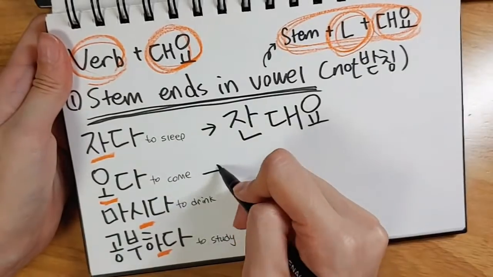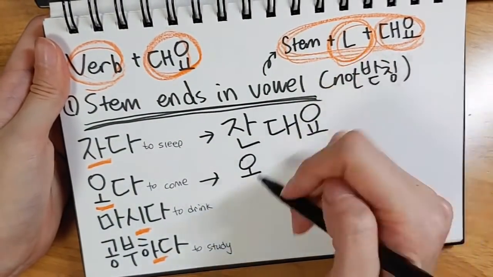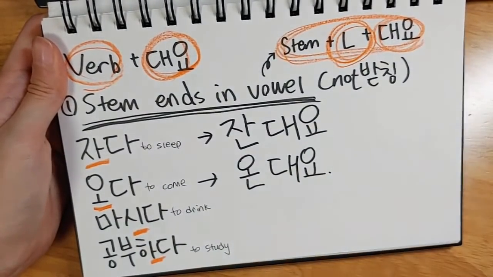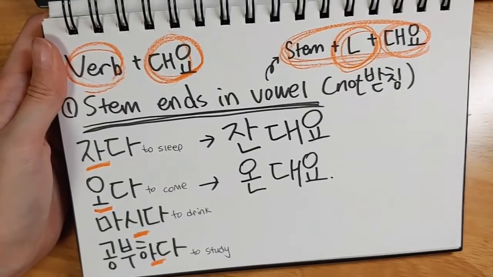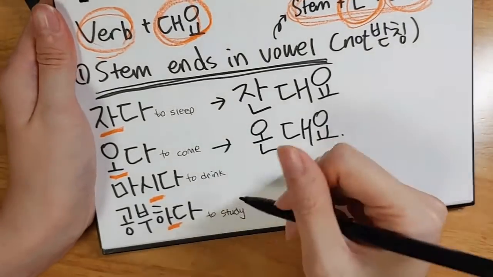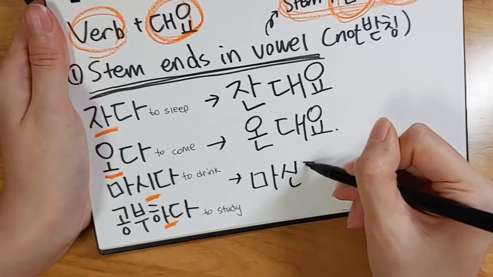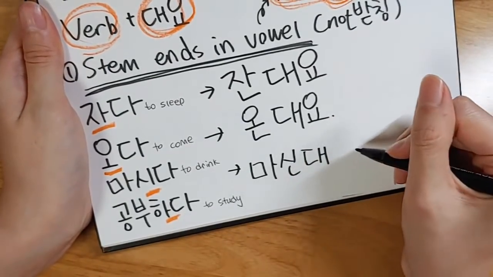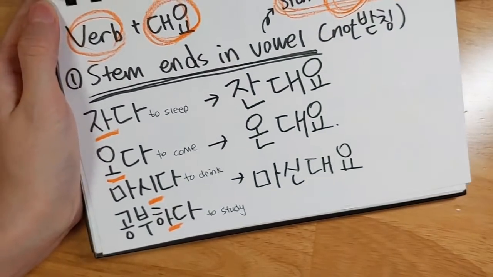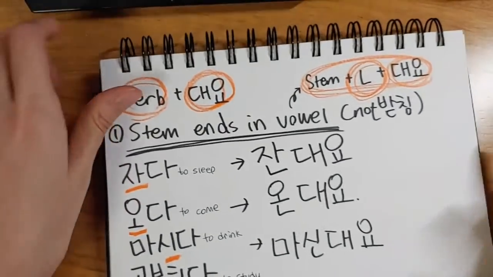잔대요. 오다 as well. You take out the stem, you fill it in with 니은 받침, and then put 대요. 온대요. I hear someone's coming. I heard 뭐 지수가 온대요. I heard like 지수 is coming. And 마시다. 마신대요. Yes, you guys are doing well. Yes, you guys are doing great. So 마신대요, right? I hear somebody is drinking, right? 마신대요. 지수가 커피를 매일 마신대요.